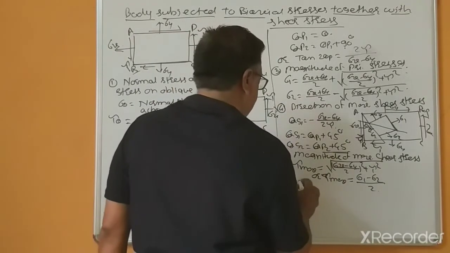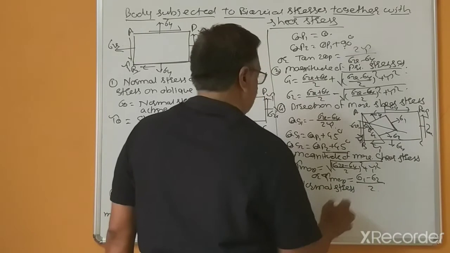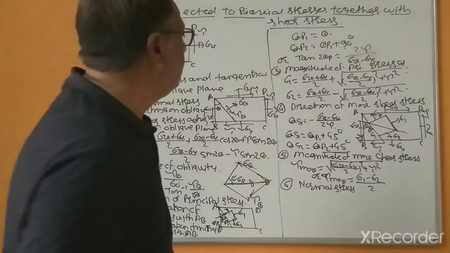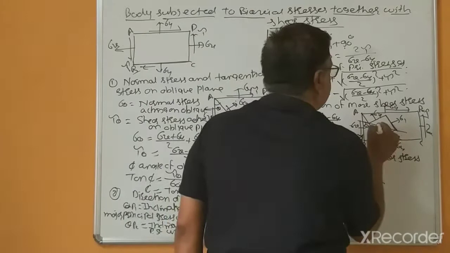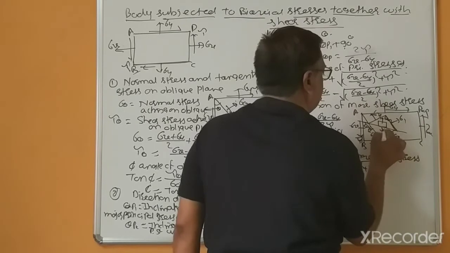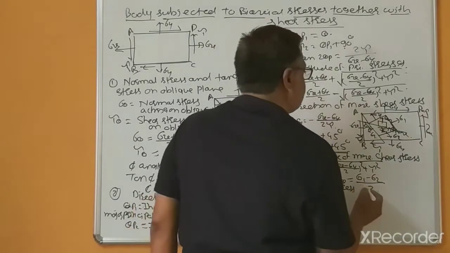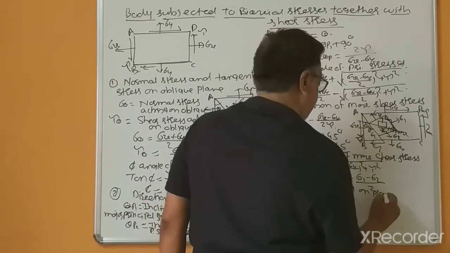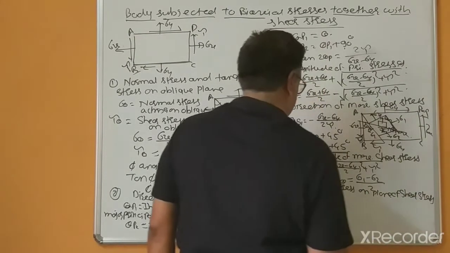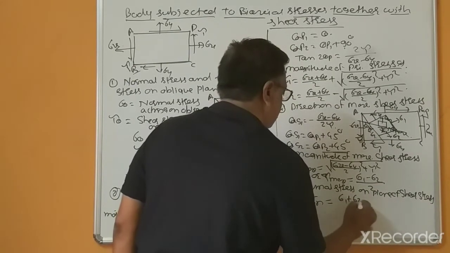This next point is the normal stress on the plane of shear stress. So this is equal to sigma n equal to sigma 1 plus sigma 2 divided by 2.